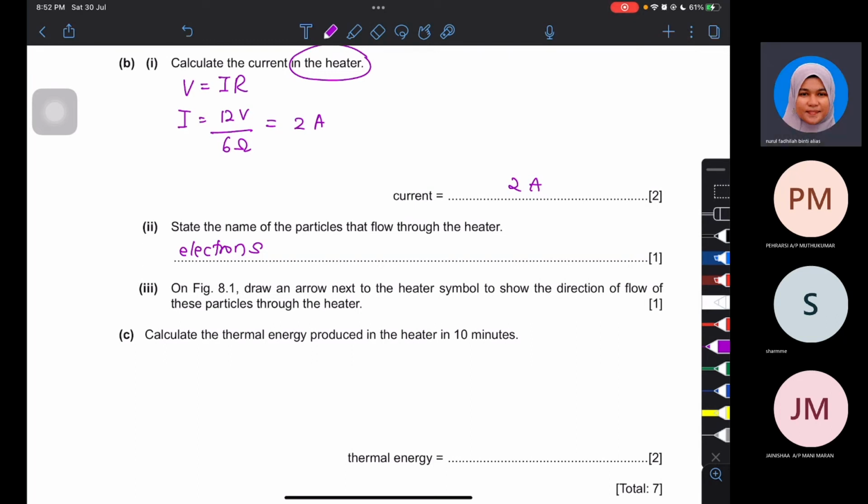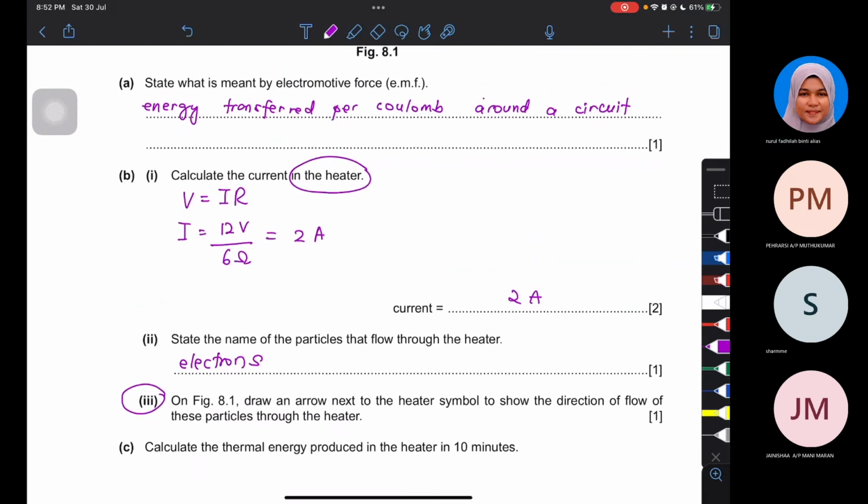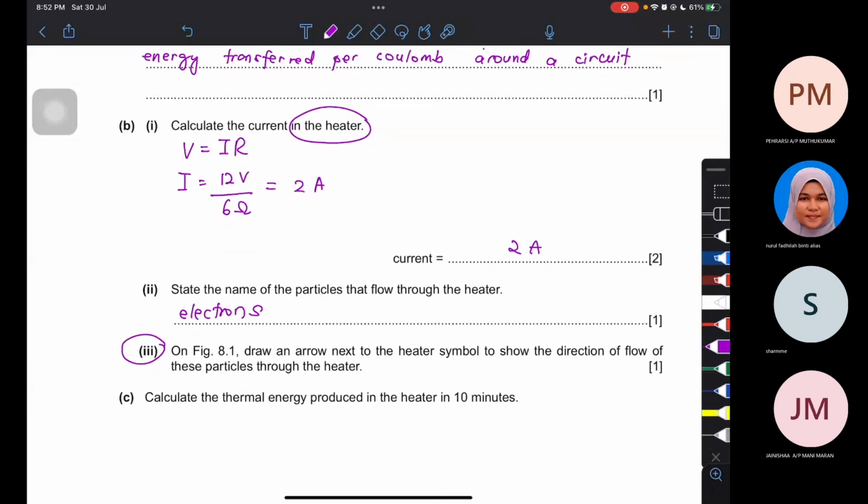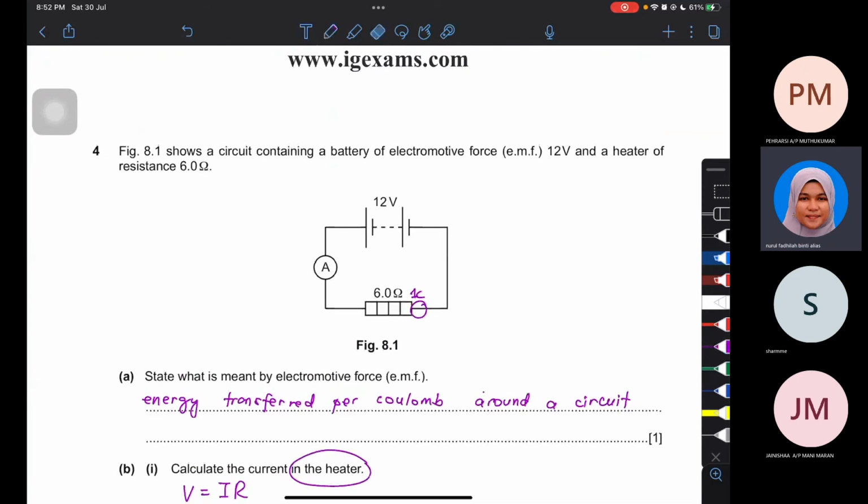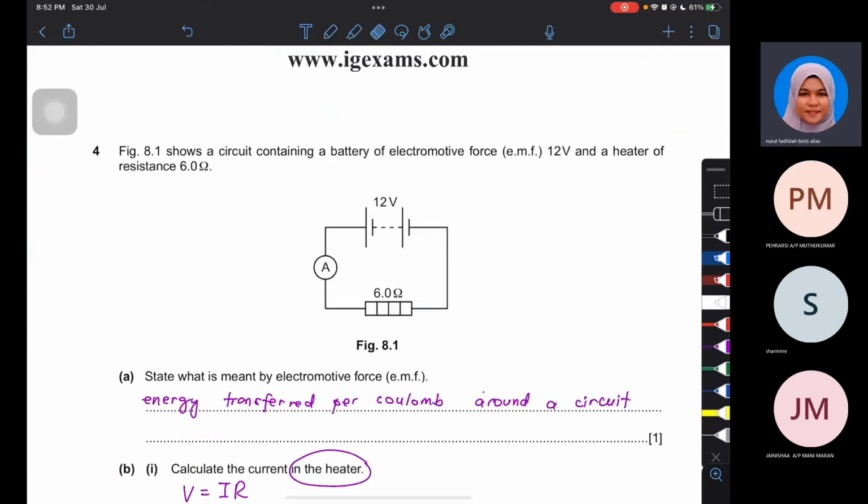Okay, calculate the thermal energy. Okay, in figure 8.1, draw an arrow next to the heater symbol to show the direction of flow of these particles. Okay, you faham soalan 3 ni, you kena hati-hati. Soalan nak direction of current ataupun direction of electron. Direction of electron. Yes.